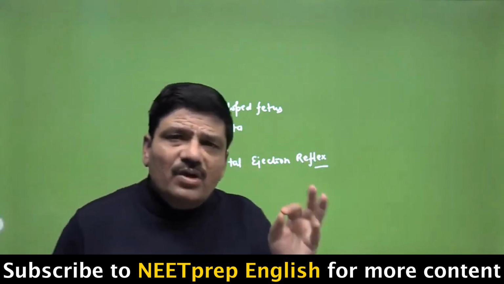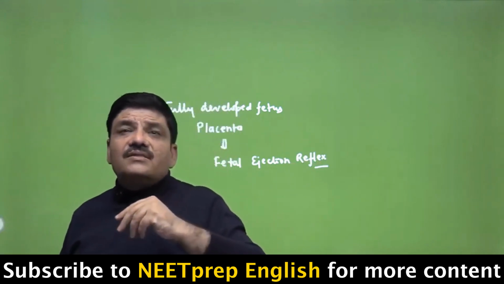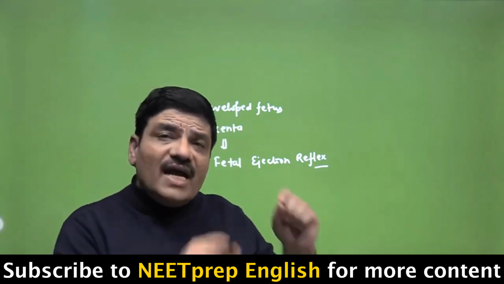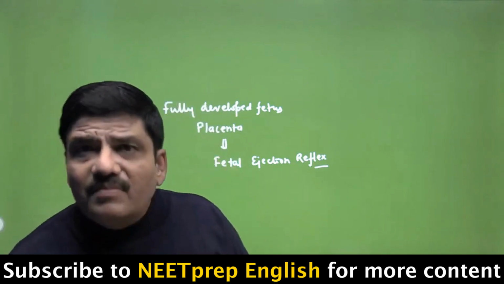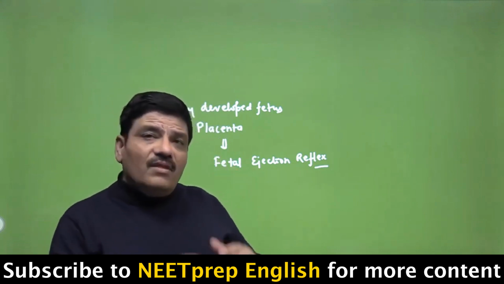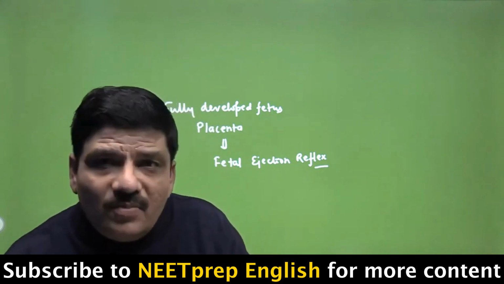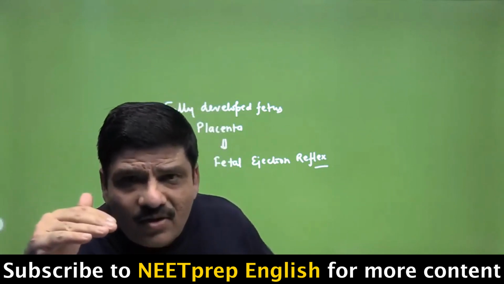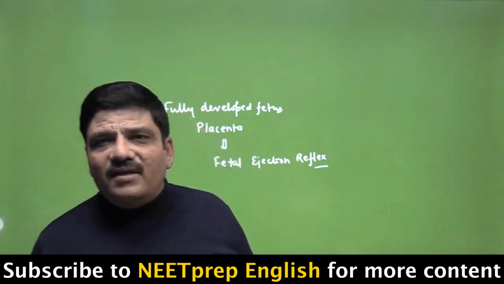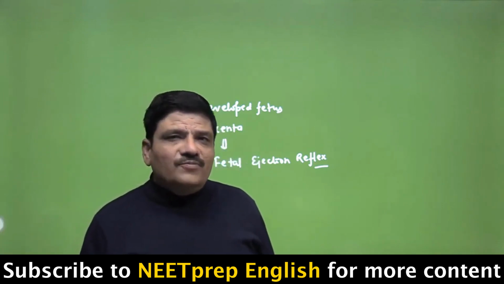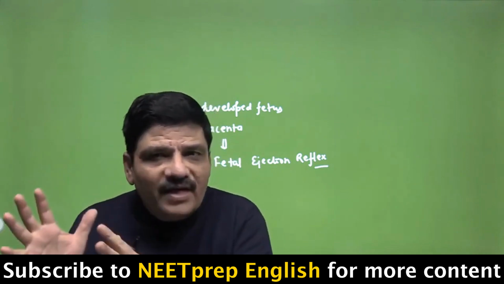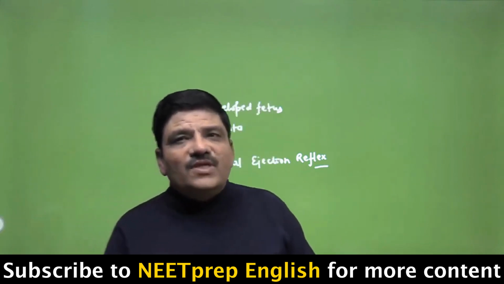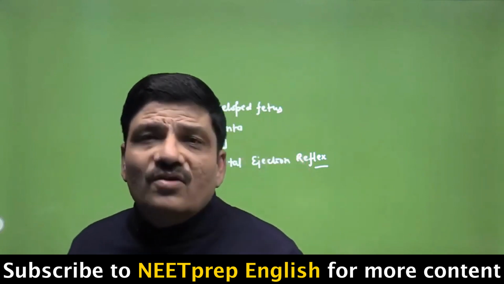This question has been asked many times, so please try to remember this. If you remember, I told you that during pregnancy, the placenta secretes a larger amount of progesterone as compared to estrogen, and that progesterone inhibits the myometrium contractility. So when the fetus is fully developed, a signal is sent to the placenta, and the placenta decreases the secretion of progesterone and increases the secretion of estrogen. I think this should be now absolutely clear.